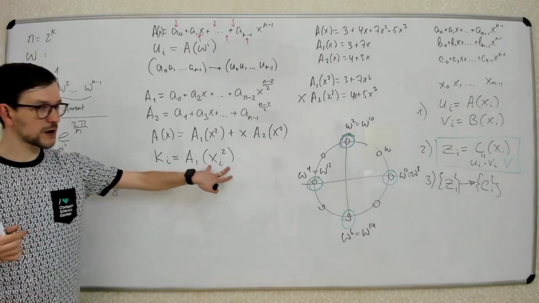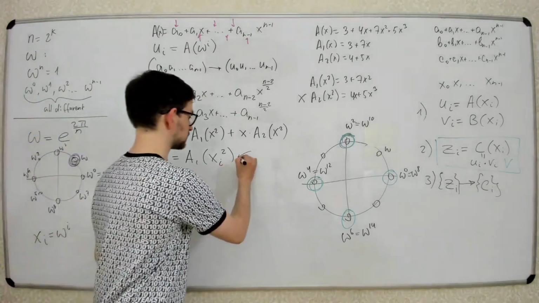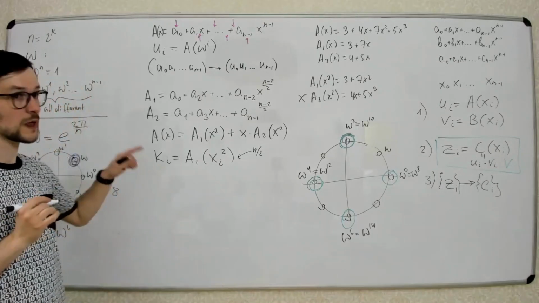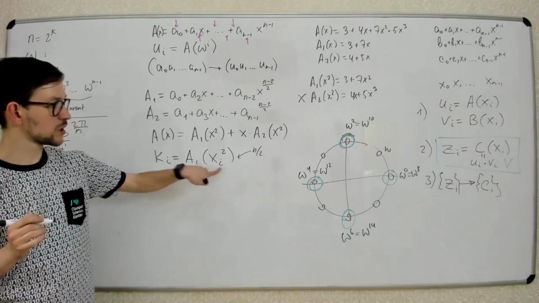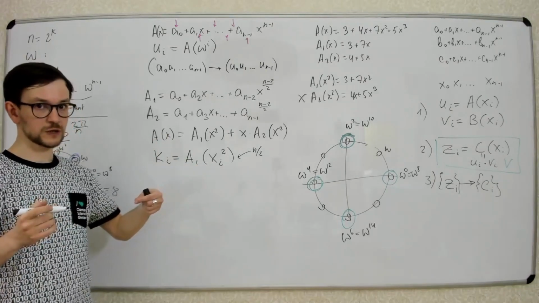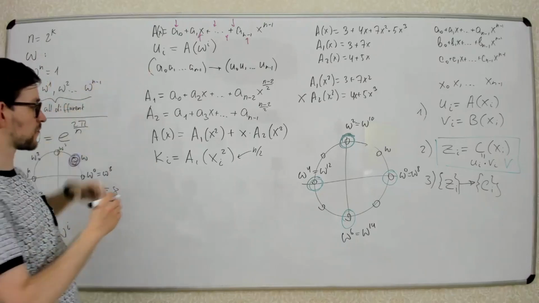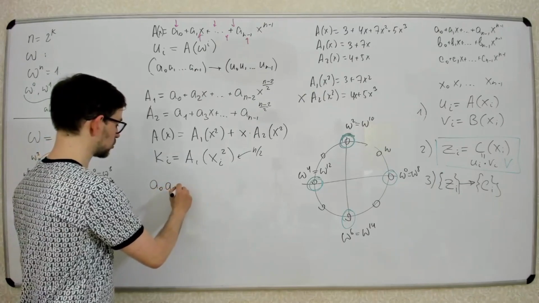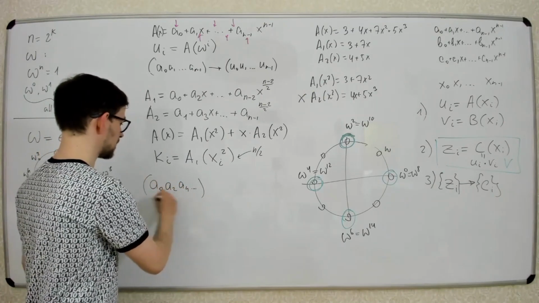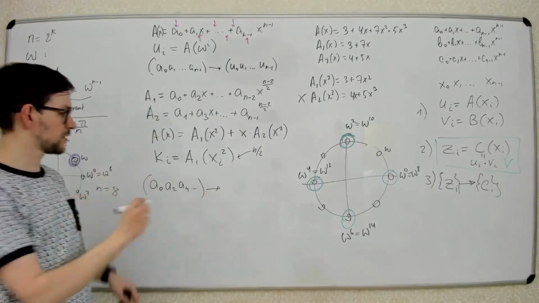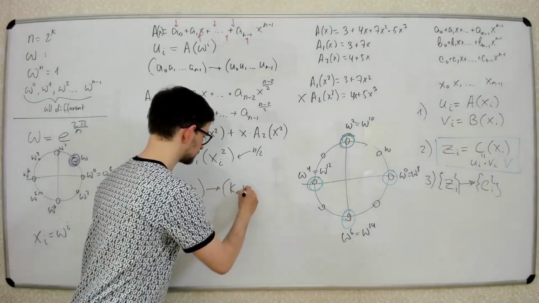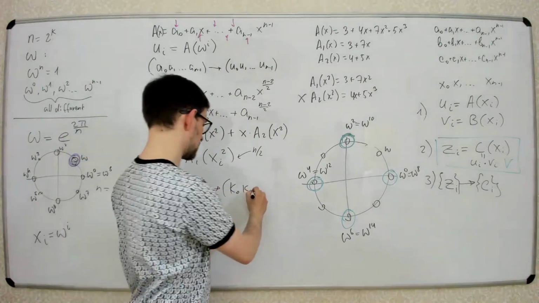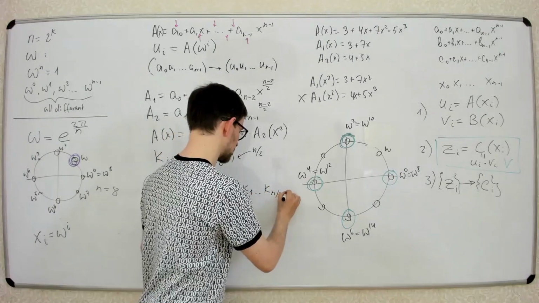Again, here I have only n over 2 possible values. So I will calculate these values only for n over 2 coordinates. So I'll recursively call the same function. I will give this function the coefficients a2, a4, and so on, and it will produce the list of these values: k1 and so on, up to k n over 2.